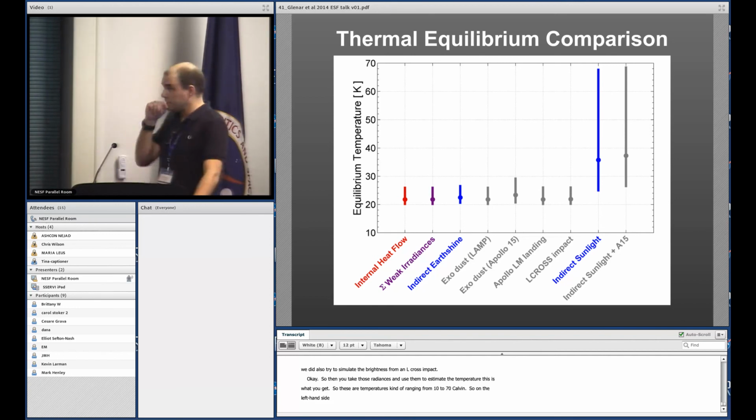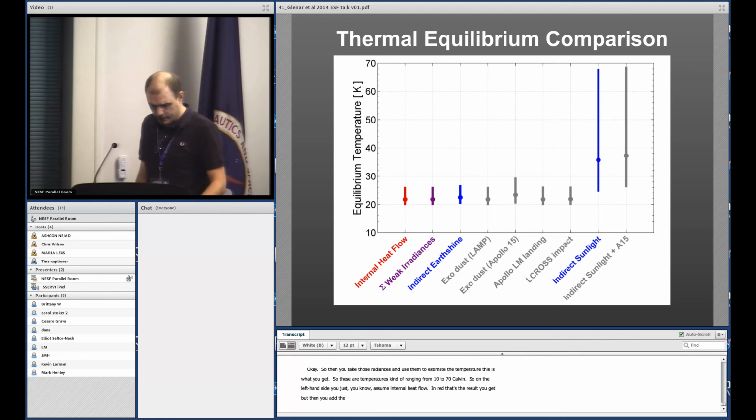Okay. So then if you take those irradiances and use them to estimate an equilibrium temperature, this is what you get. These are temperatures ranging from 10 to 70 Kelvin. On the left-hand side, if you just assume internal heat flow, that's in red there, that's the result you get. But then if you add the weak irradiances to that heat flow, you get that result in purple, which is almost indistinguishable. So those weak sources don't have a huge effect thermally, which is not too surprising. Then if you add in indirect Earthshine onto those two sources, you get a slight brightening, maybe a Kelvin difference or so.